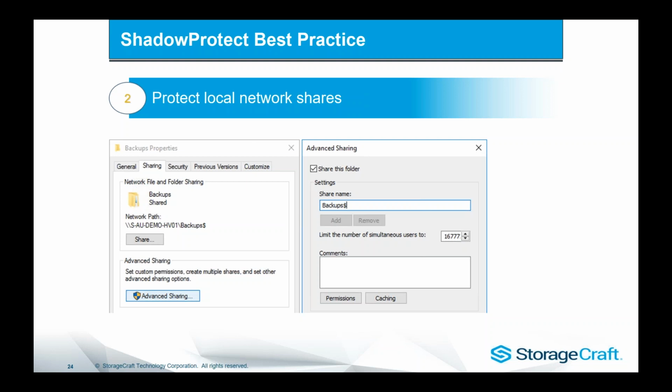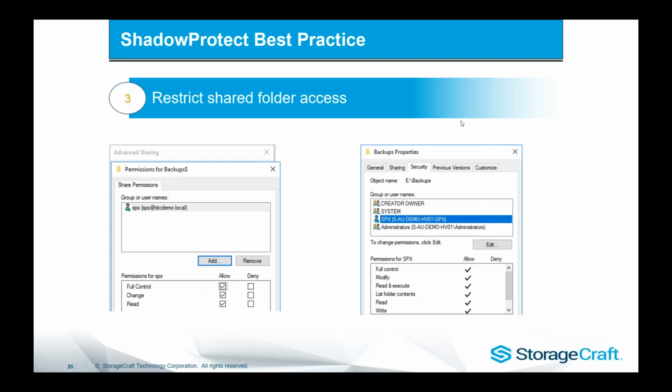Some of the NASs out there, particularly those with Linux firmware and the Samba file sharing protocol, will sometimes still have a bit of chatter on the network around these shares. So it's not always going to be your fail-safe. But the next thing to look at is restricting shared folder access.